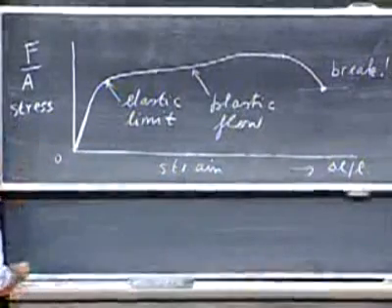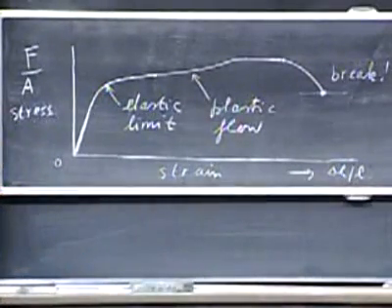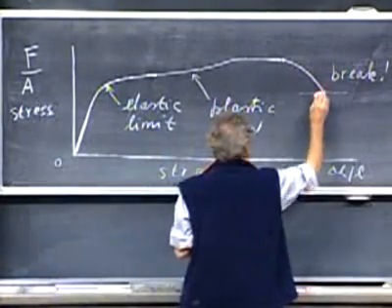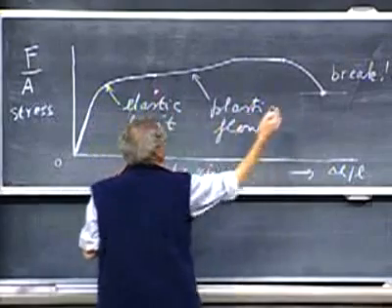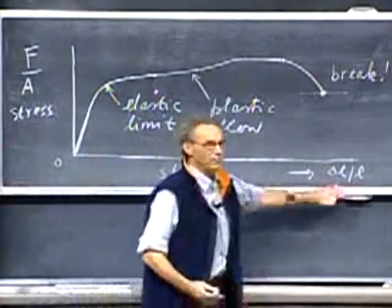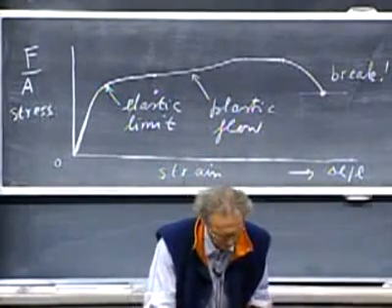There are metals which are extremely brittle, and even though the curve would look very similar, it has all these characteristics, this point then would lie all the way here. So this whole curve then is squeezed into a very small parameter space of the strain.